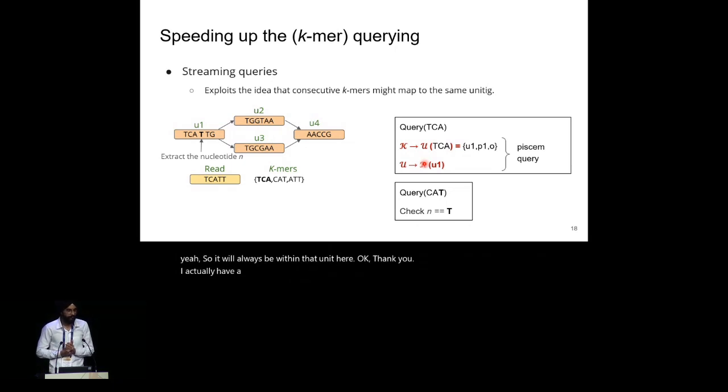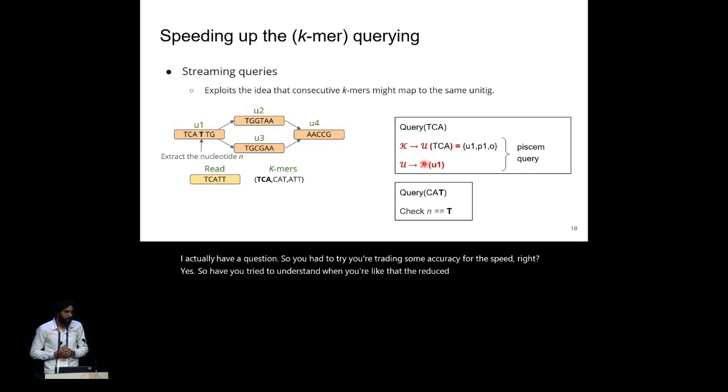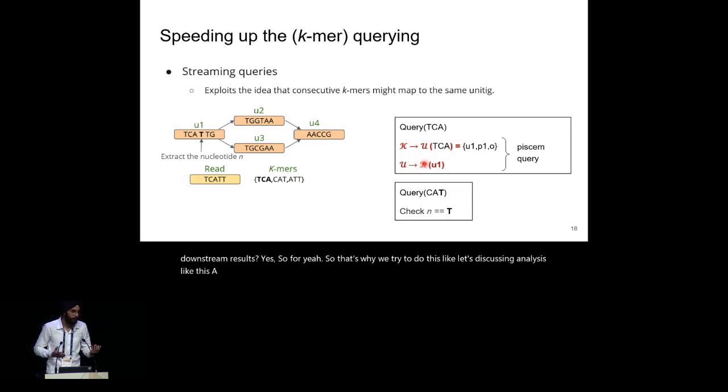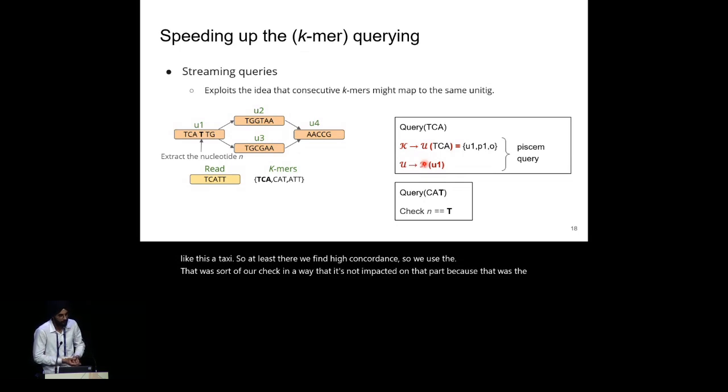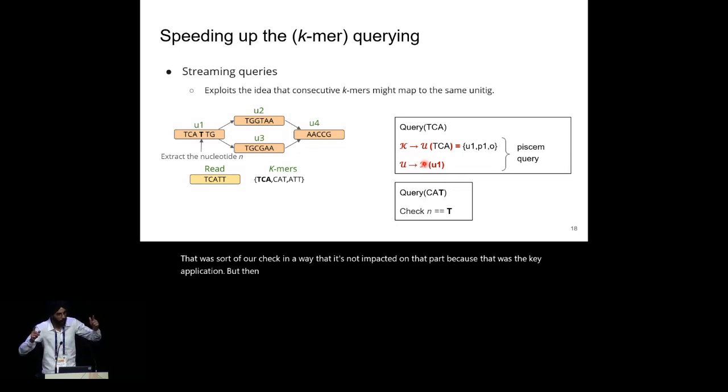I actually have a question. You're trading some accuracy for speed, right? Yes. Have you tried to understand where the reduced accuracy causes issues with the mapping, whether there's any bias in it, and what it means for the downstream results? Yes, that's why we did this clustering analysis, like with ATAC-seq. At least there we find high concordance. That was our check that it's not impacted on that part, because that was the key target application. But where exactly those lossy mappings would have an impact is something we have not explored yet. Okay, thank you so much.